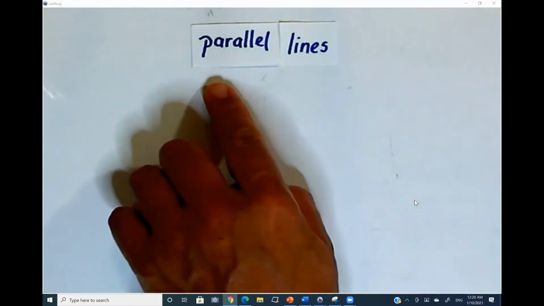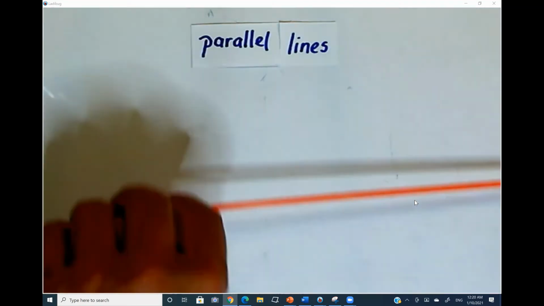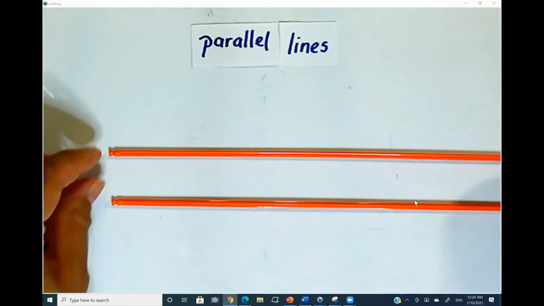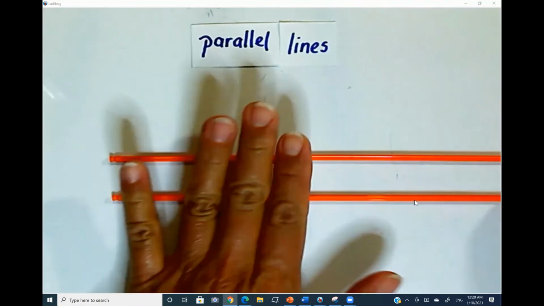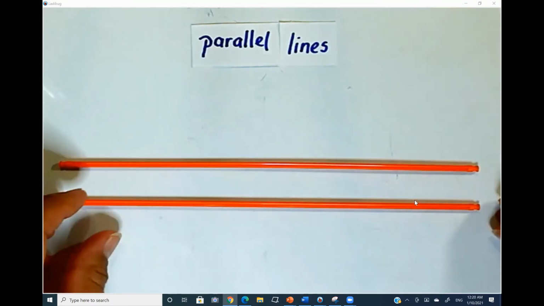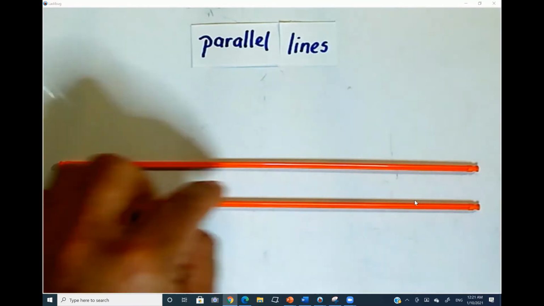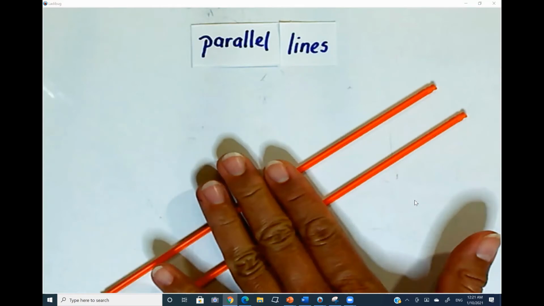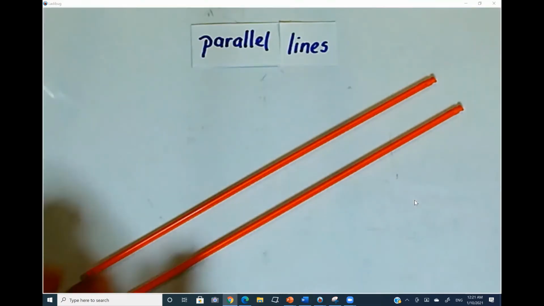Let's explain parallel lines. Parallel lines are a set of lines that keep the same distance or equal distance from each other. They'll never meet. If you notice, they don't get closer or farther from each other. They always keep the same distance. These lines could be in different directions. The important thing is that they never get closer or farther apart from each other.